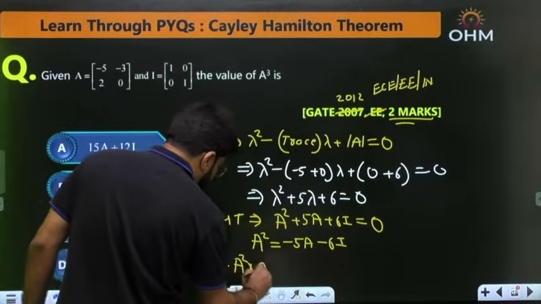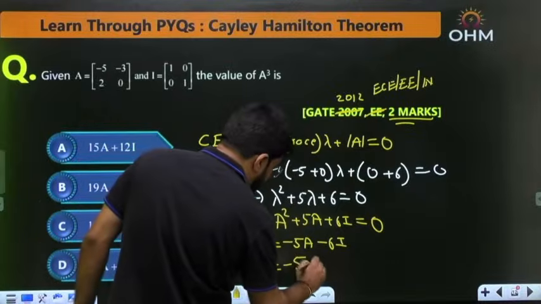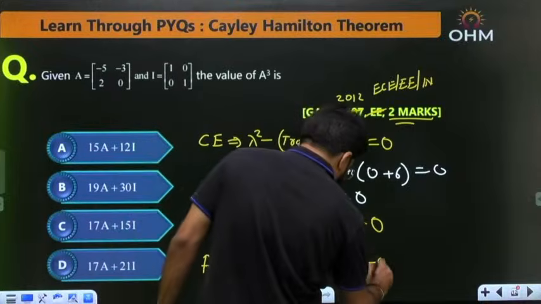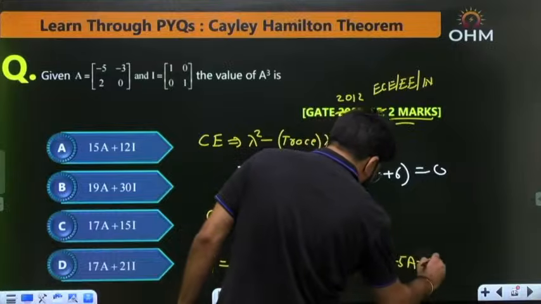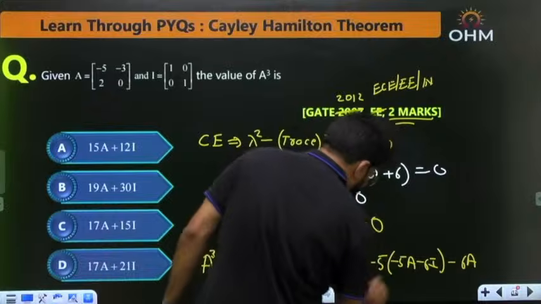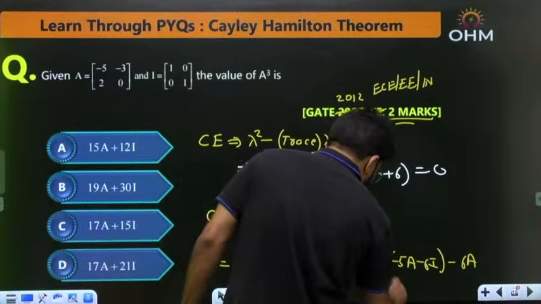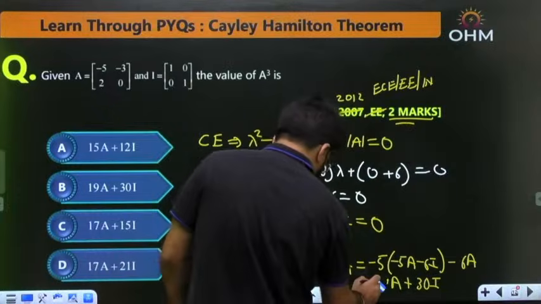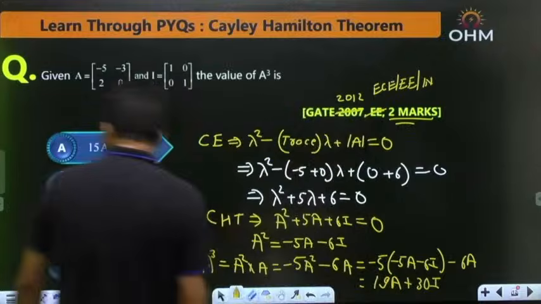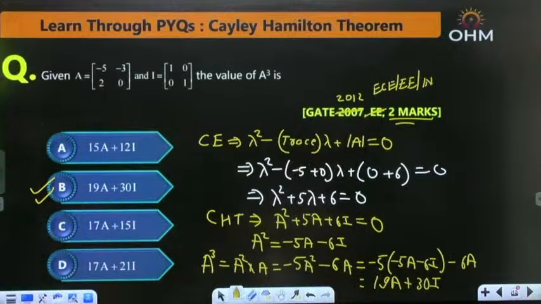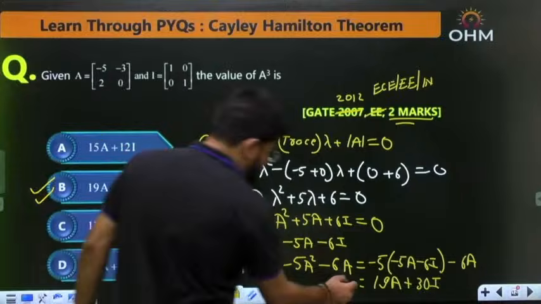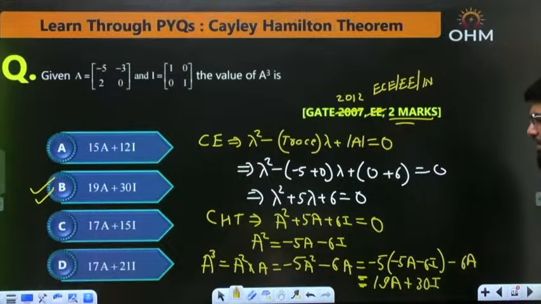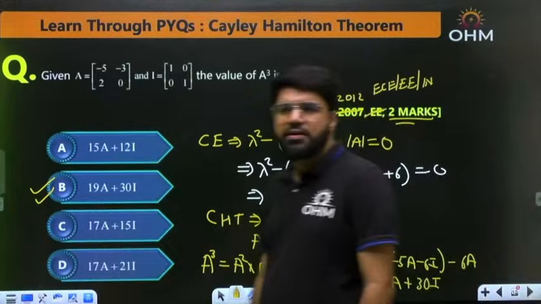This is just a one step calculation, because they are only asking A cube. So A cube is A square into A. When you multiply by A, you get A square times minus 5A minus 6A. A square you put back: what is A square? Minus 5A minus 6I, and then further minus 6A. Solving it, 25 minus 6 is 19A, plus 30I. 19A plus 30I, finished. Option number B, 19A and 30I, is the correct answer. Done, dear.